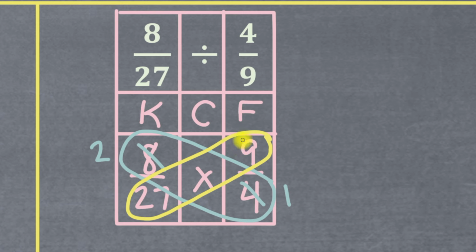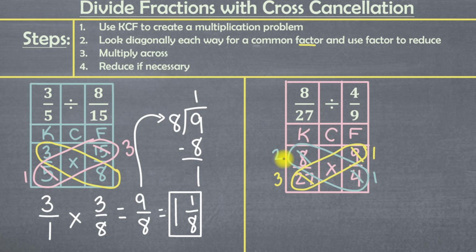Well, 9 divided by 9 is 1. So I'll write that here. And here, 27 divided by 9 is 3. So I'll cross off 27 and I'll put a 3 instead. So now let's zoom back out. So now that we've cross-canceled both ways, we're dealing with really small numbers.